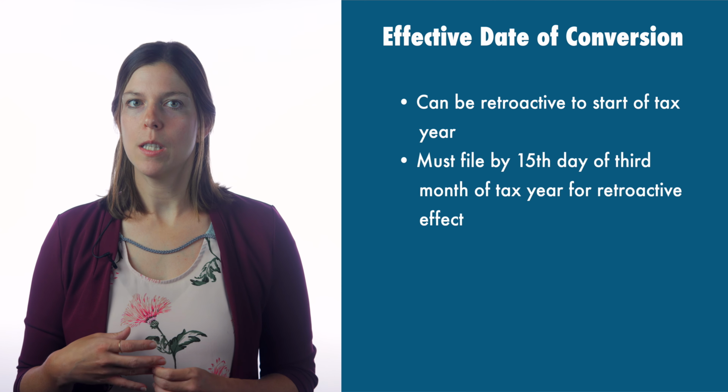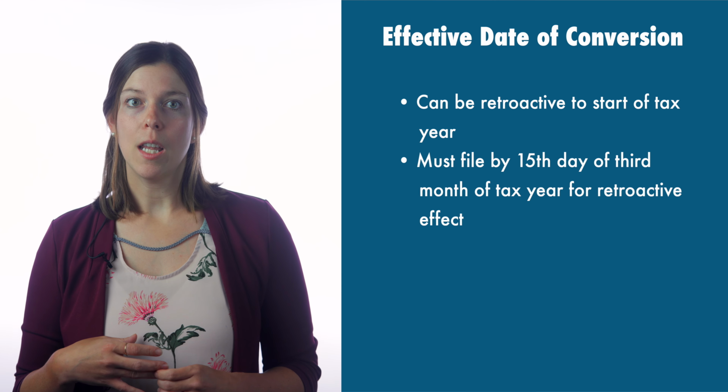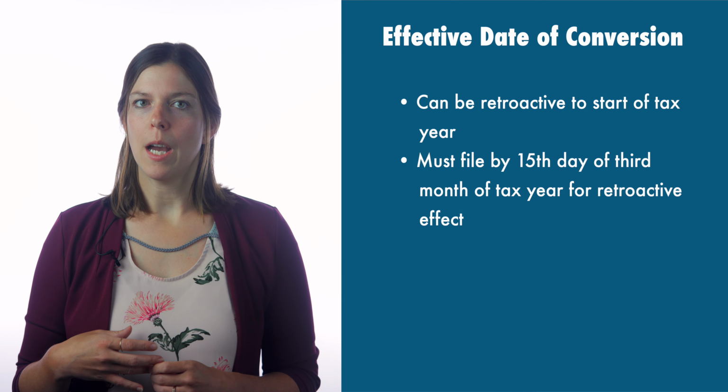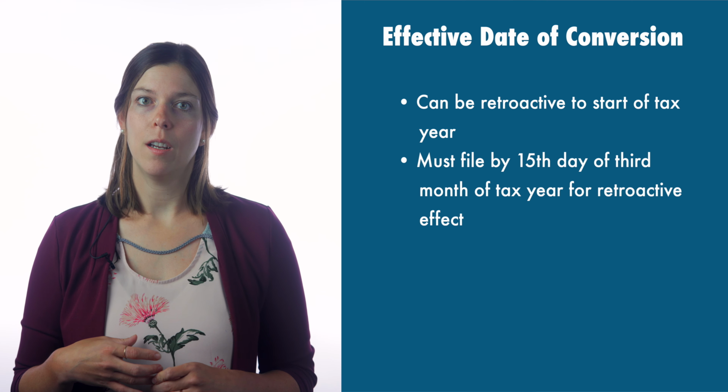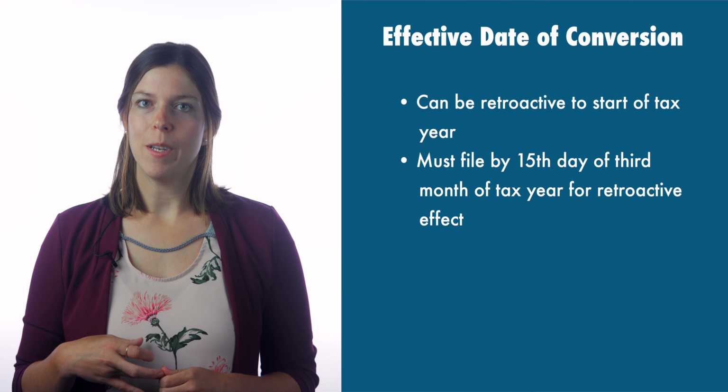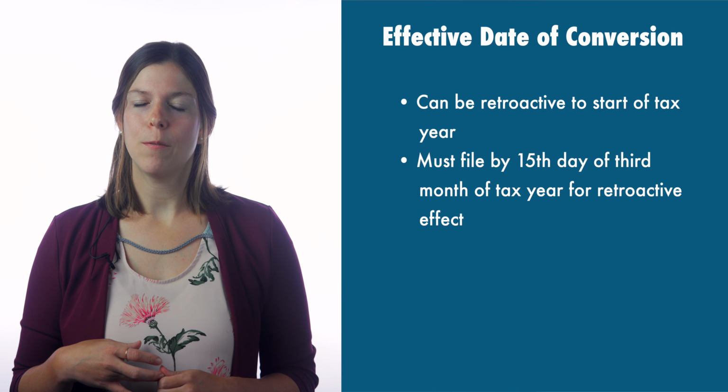A proper revocation of an S election can become effective on any specified date on or after the date on which the revocation is filed. It can even be retroactive to the beginning of the tax year if filed on or before the 15th day of the third month of the tax year. Talk with your accountant to determine if converting to a C corporation makes sense for your business.